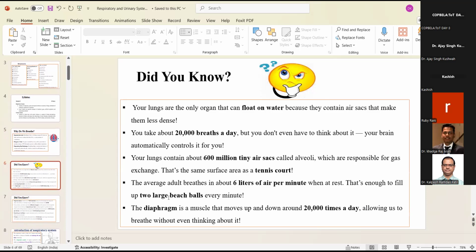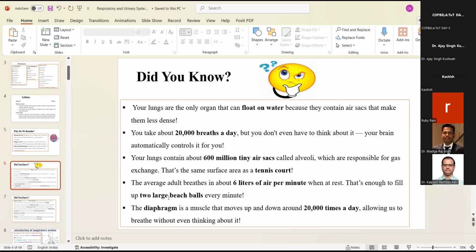So there are some facts about the respiratory system. First, your lungs are the only organ that can float on water, because they contain air sacs, and that makes them very light. Second, you take about 20,000 breaths a day, but you don't even think about it because it is controlled by our brain.